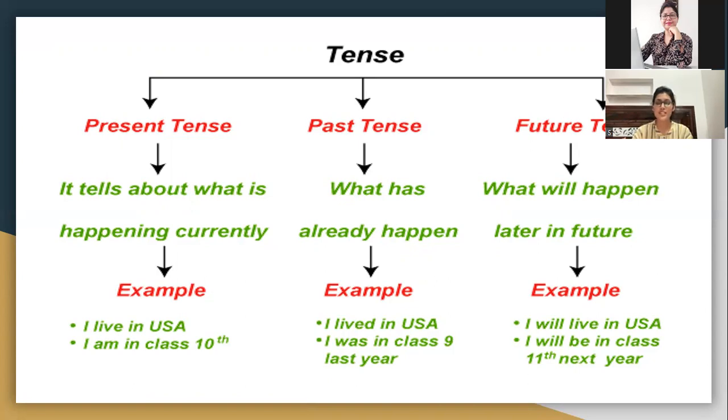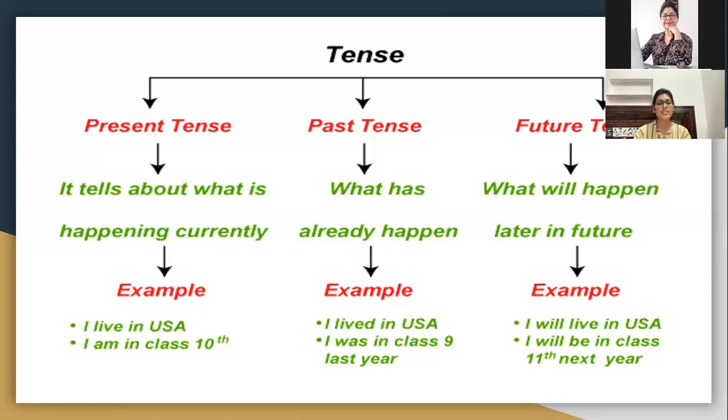What is present tense? Present tense tells about happenings currently. We use present tense for all the things which we do habitually in daily routine, what we do every day and usually. So we use present tense in a sentence, for example: I live in USA and I am in class 10.